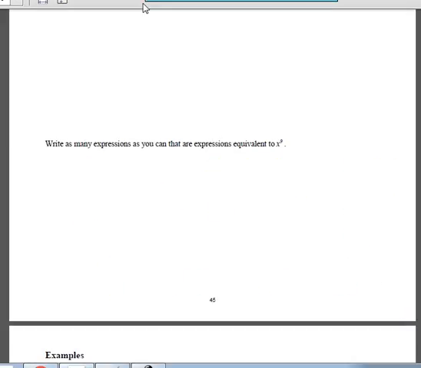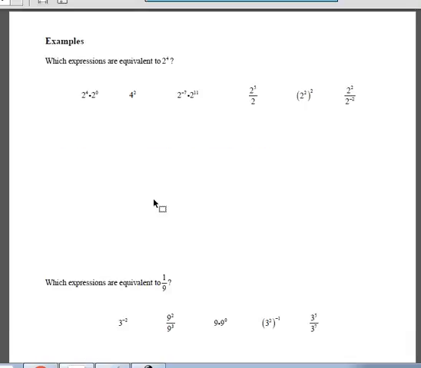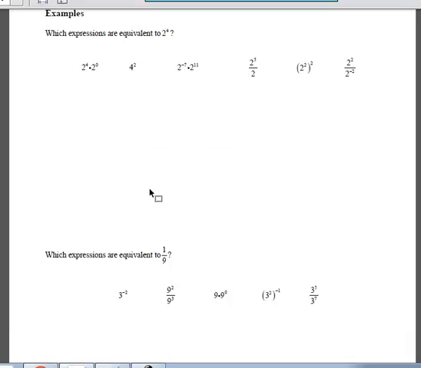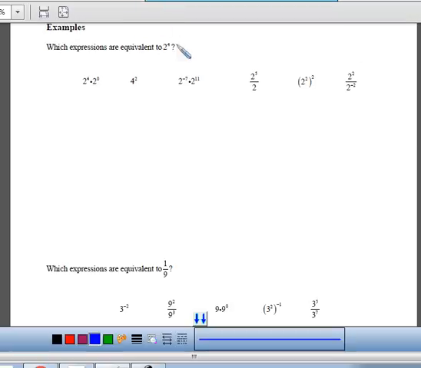All right, over on the next page, page 46, we have some more examples to take a look at. Now, watch what happens here because there's some interesting ones. We're looking for the ones that are equivalent to 2 to the 4th. All right? Now, one way to test this, 2 to the 4th is 2 times 2, which is 4, times 2, which is 8, times 2, which is 16. So, in the end, it has to be equivalent to 16.